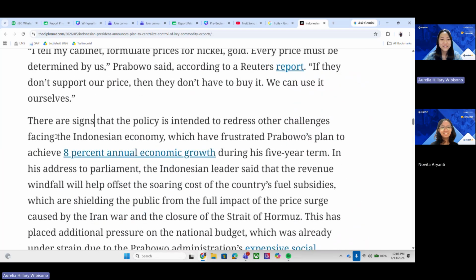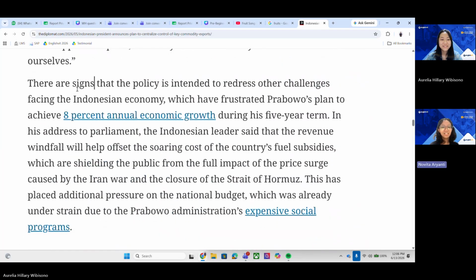There are signs that the policy is intended to address other challenges facing the Indonesian economy, which have frustrated Prabowo's plan to achieve 8% annual economic growth during his 5-year term. In his address to parliament, the Indonesian leader said that the revenue windfall, what is windfall in here? Wait, let me check.